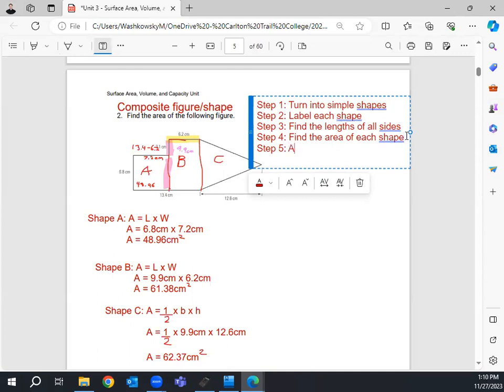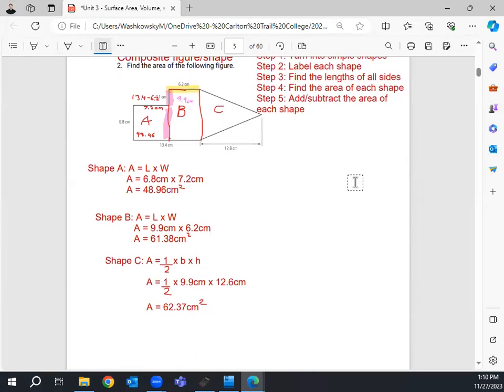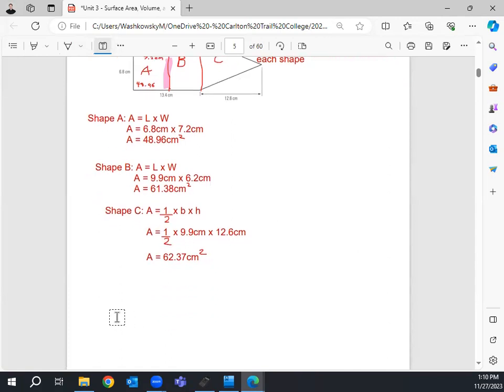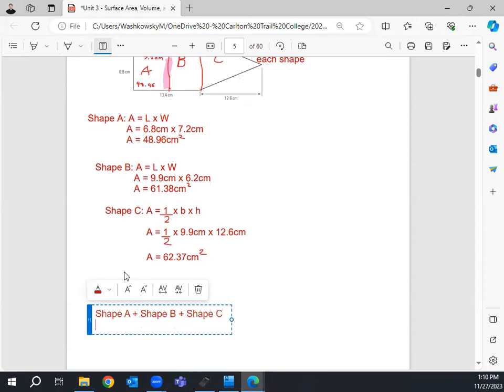So all I'm going to do is add, and I'm going to put slash subtract, because sometimes you're going to have to subtract to figure out the area of each shape. So really simply put, it is literally shape A plus shape B plus shape C. That's all it is.